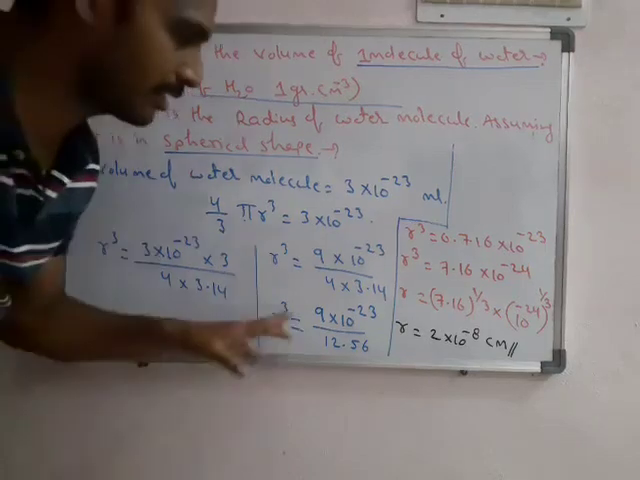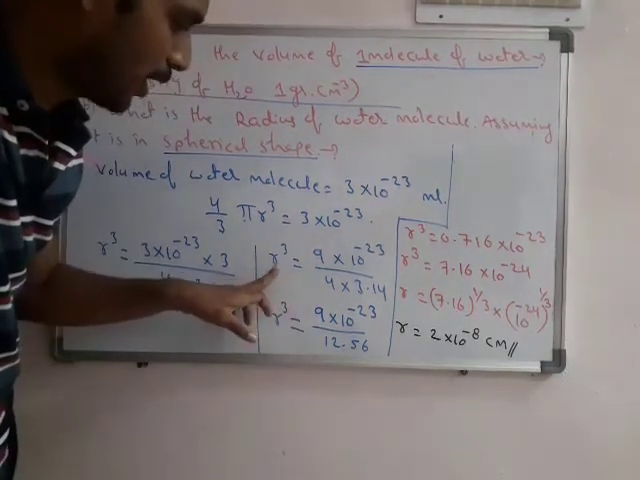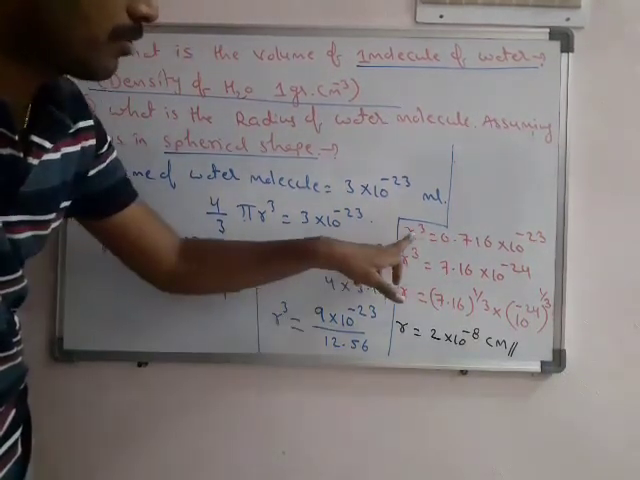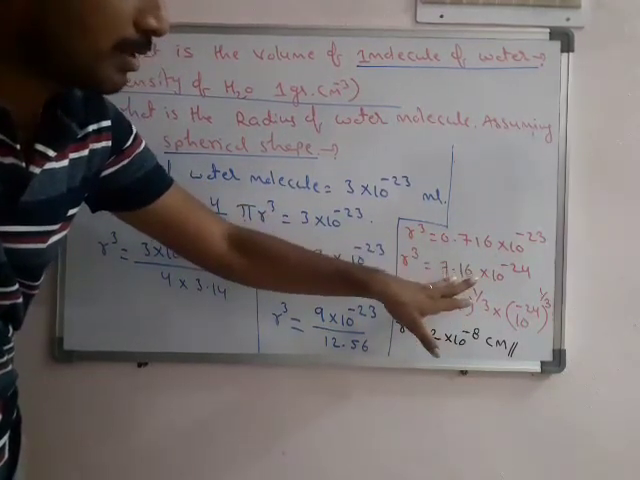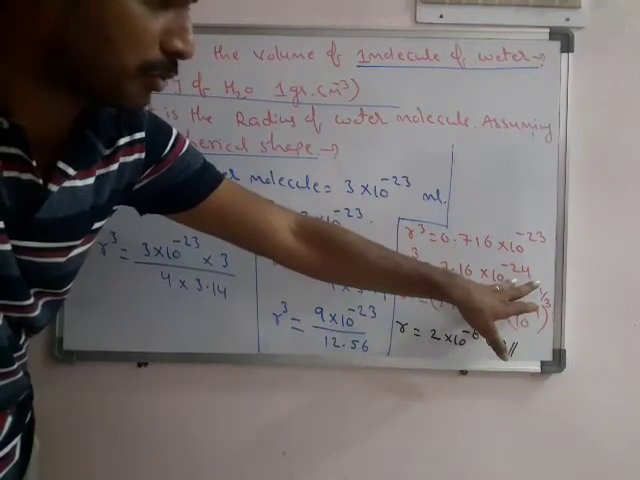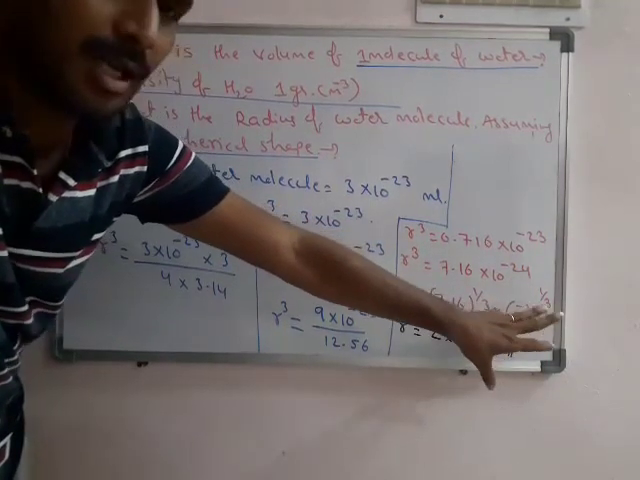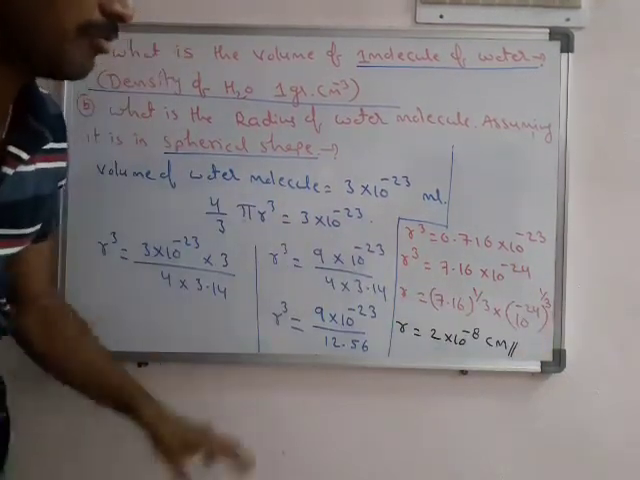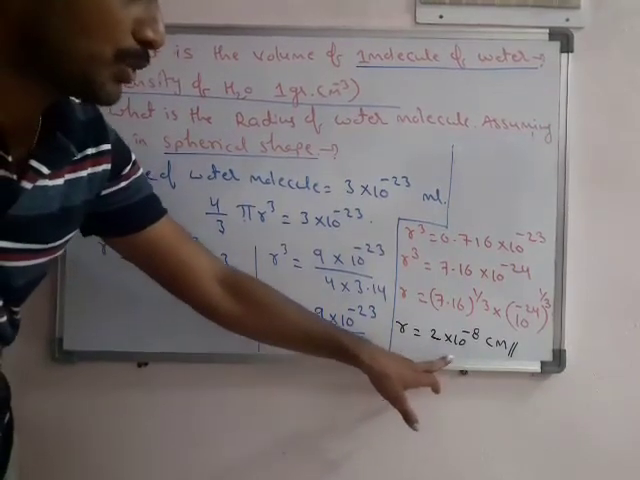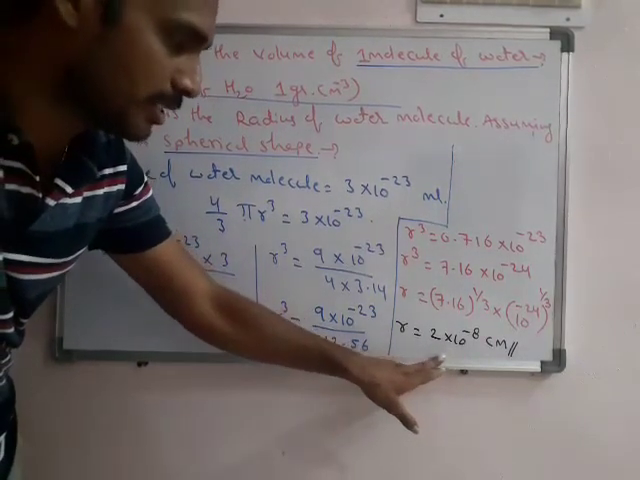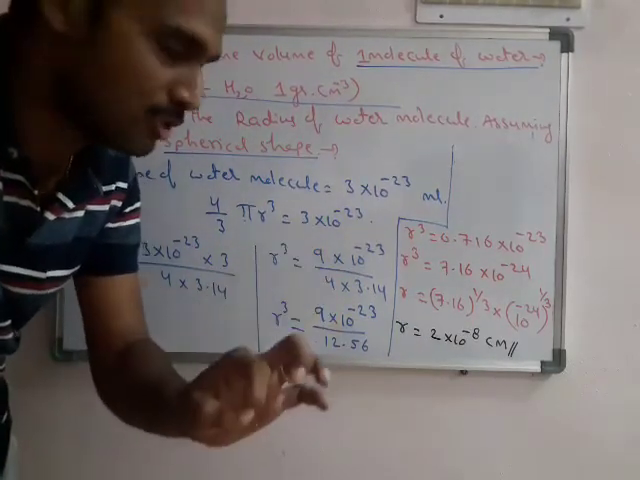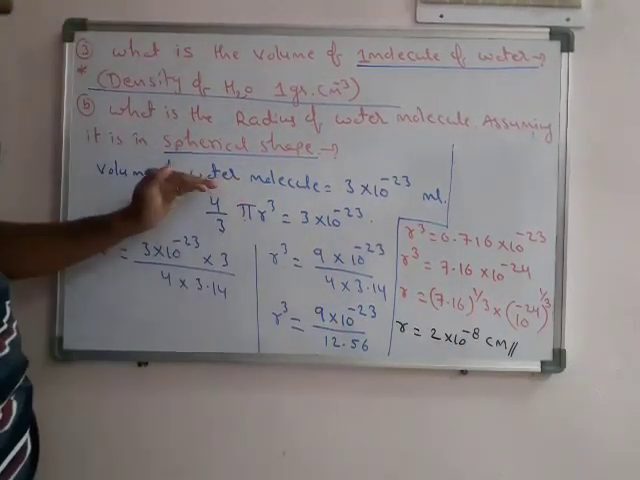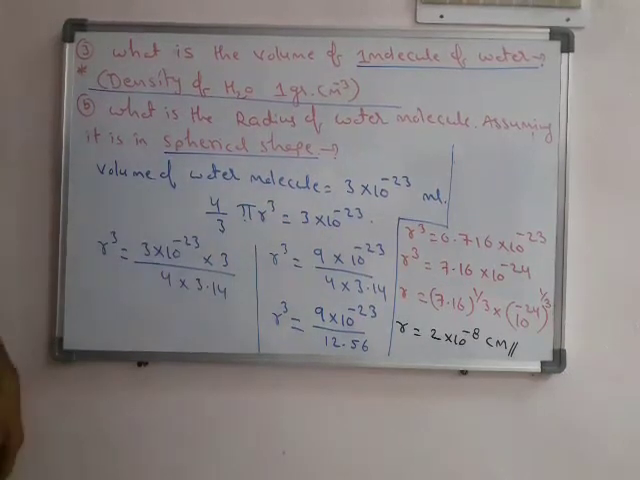Cube calculations are somewhat difficult. So we got r cube equal to 0.716 into 10 power minus 23. So we made it 7.16 into 10 power minus 24. Then we can take the cube root, and finally we get 2 into 10 power minus 8 centimeters. So this is the radius of one water molecule. You obtain this value just by knowing the volume of one water molecule.